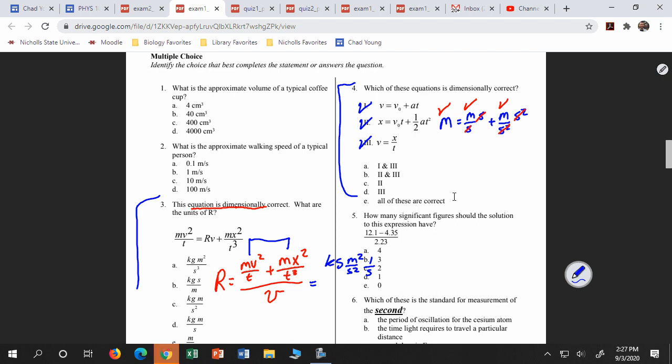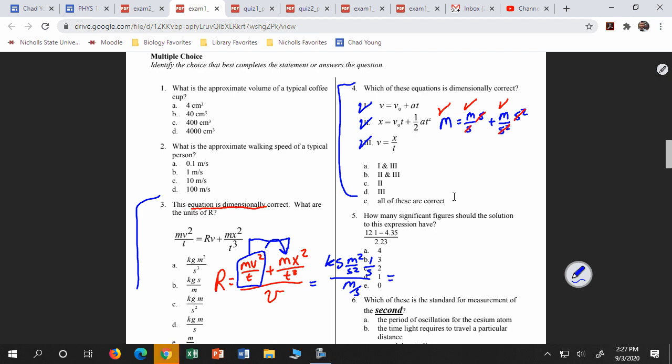1 over seconds. That's just the units for this. I'm going to go ahead and assume that it's the same as the units for that. It better be, or else I was lying to you that the equation is not dimensionally correct. Divided by meters per second.